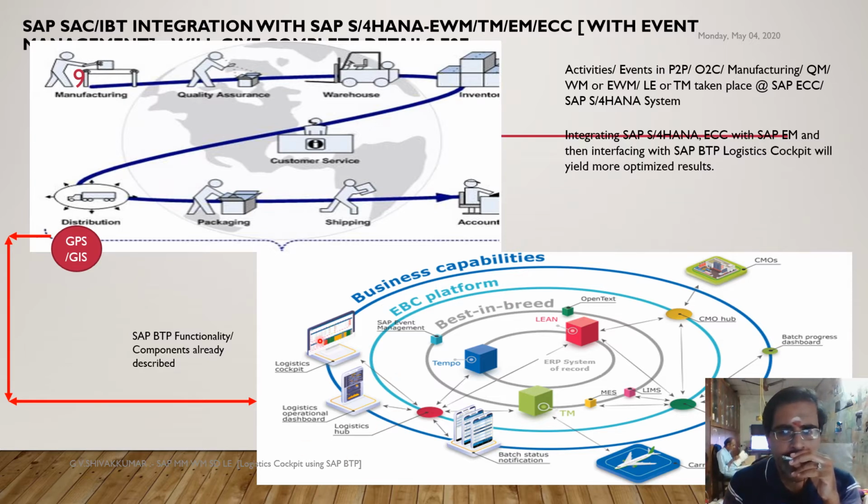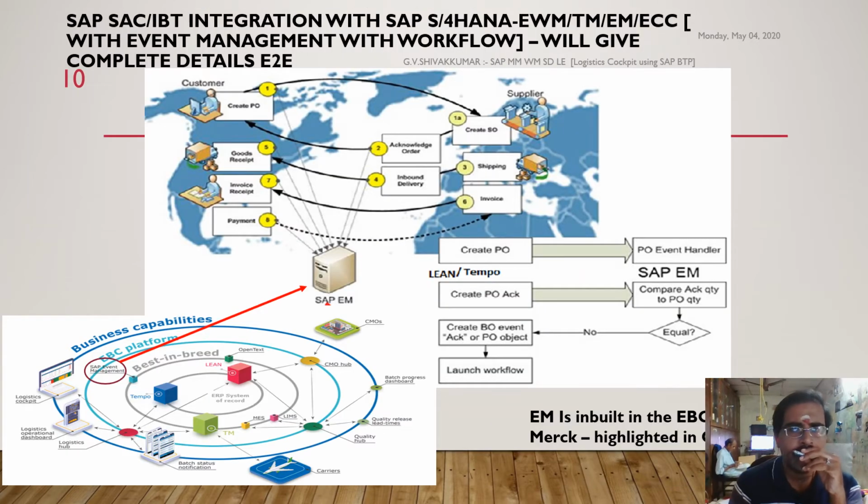So everything can be tracked through the front end, the so-called enterprise buyer capability platform, designed based on the Business Technology Platform in cooperation with the SAP Analytics Cloud, SAC. Okay, and next we are seeing SAP Analytics Cloud and BTP integration with SAP S/4HANA with related EWM, TM, EM embedded modules. Then ECC with WM, LE-TRA, SD, PP, QM, PM, all these things with event management integration with workflows will give you complete details end to end.